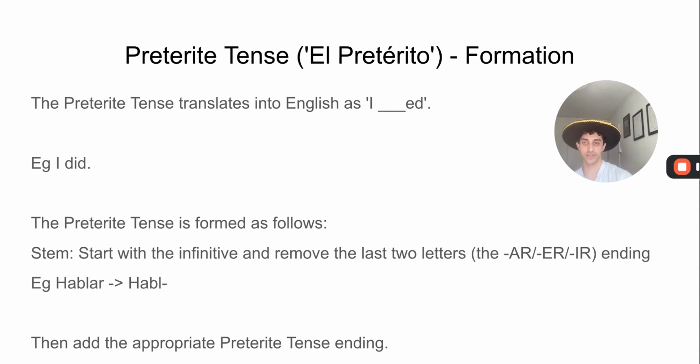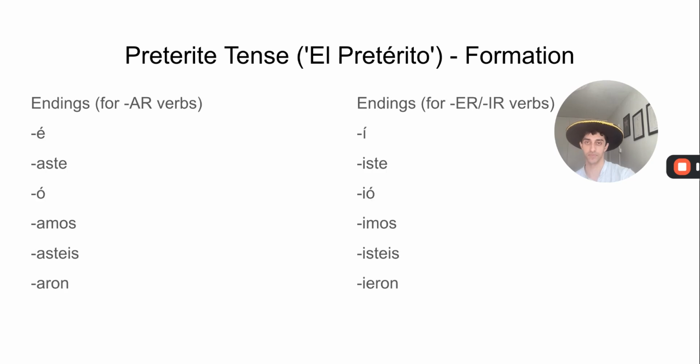And to form the preterite tense, the stem is actually the same as for the imperfect tense. So to form the stem, which is the first part of the word, you'd begin with the infinitive and take away the last two letters of that infinitive, which would be the ending, either AR, ER, or IR. So, for instance, for the verb hablar, meaning to speak, you'd start with the infinitive hablar, you'd remove the AR ending, and that gives you habl, which is the stem. And you will then add the appropriate preterite tense ending onto the end of that stem. And I will show you these endings on the next slide.